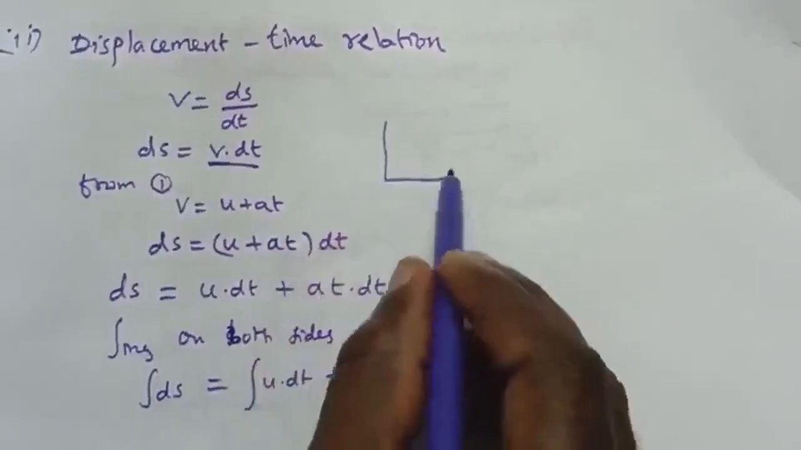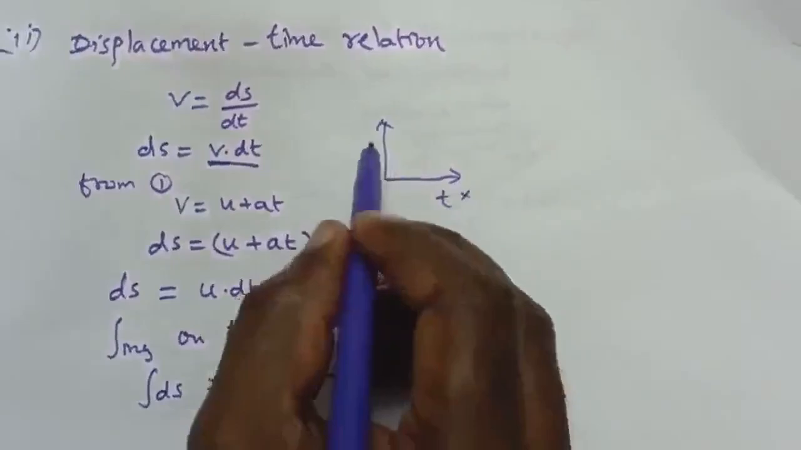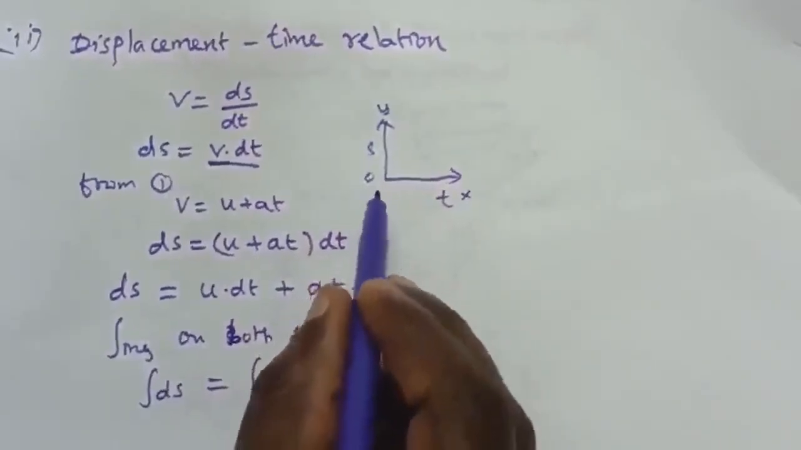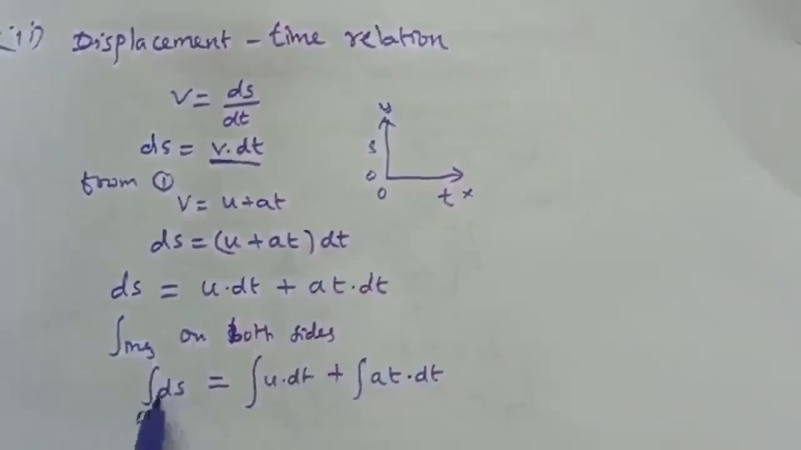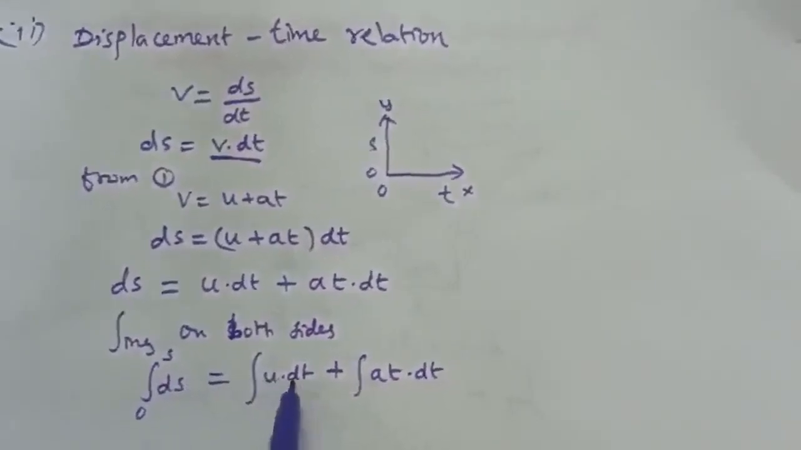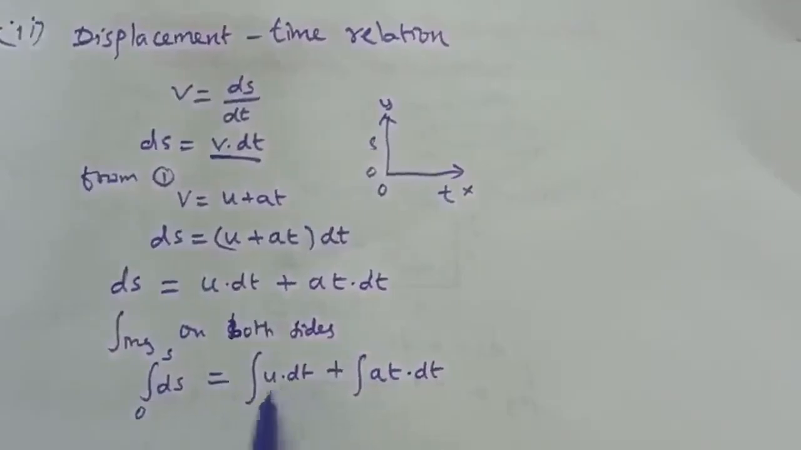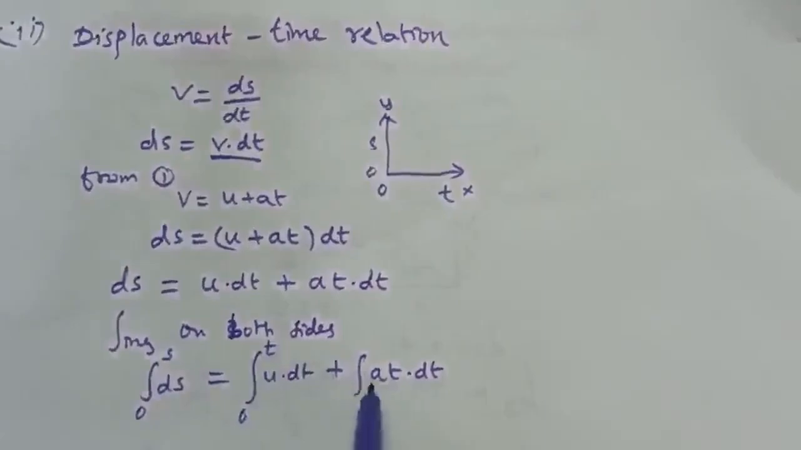Now taking the displacement-time graph, t is along the x-axis, displacement along the y-axis. The initial displacement is 0 and initial time 0. Therefore, initial displacement 0 to final displacement s, and here u is the initial velocity, but time will be changing, variable dt. Therefore 0 to t. Here also time is variable, a is a constant, 0 to t.